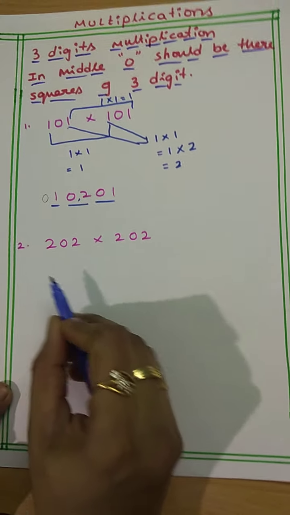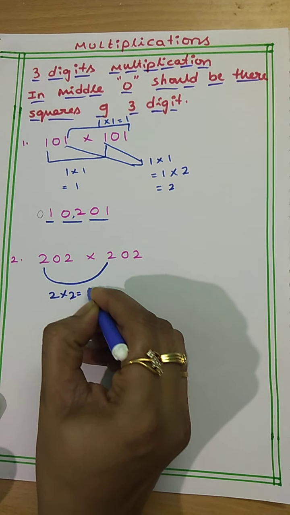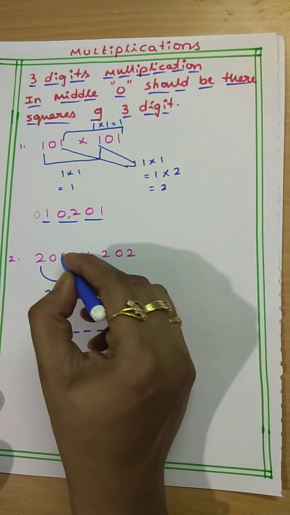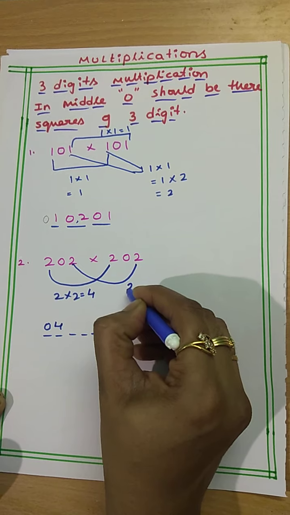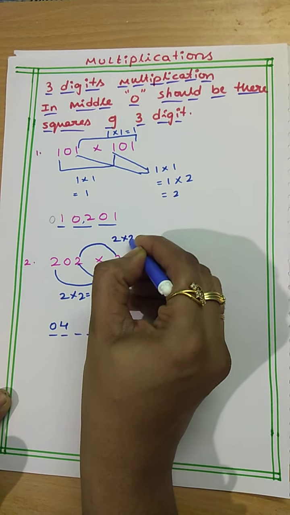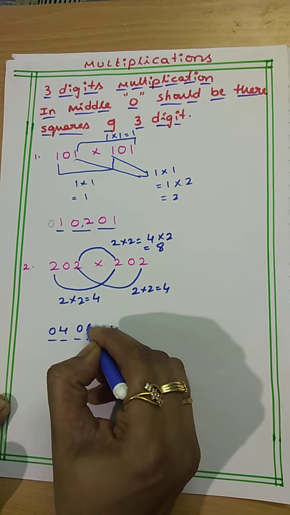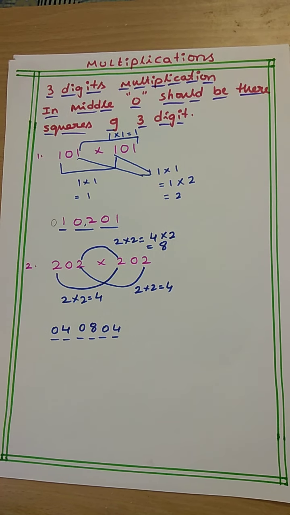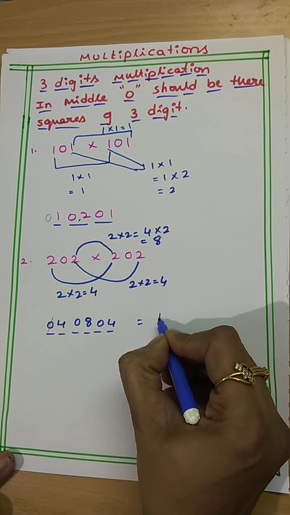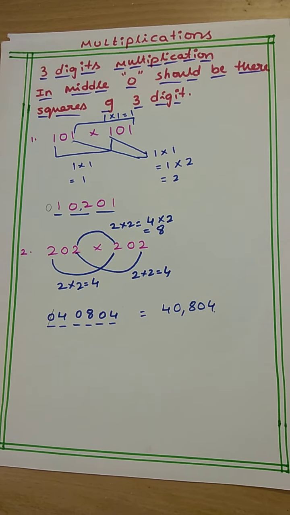Here I have written 202 into 202. 2 into 2 is equal to 4, so write 04. After that, 2 into 2 is 4, so write 04 here. Then 2 into 2 is 4, and we multiply by 2 again, so the answer is 8. It is a single digit, so we write 08. The leading 0 is negligible, so the answer is 40,804. So 202 into 202 is 40,804.